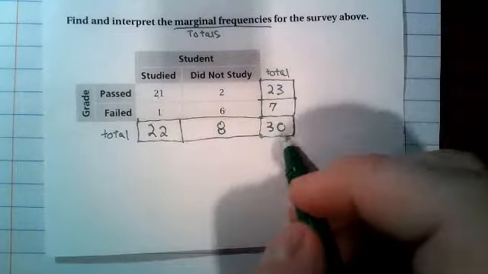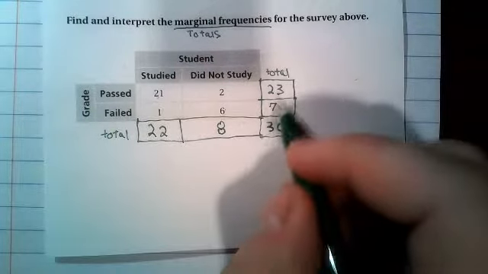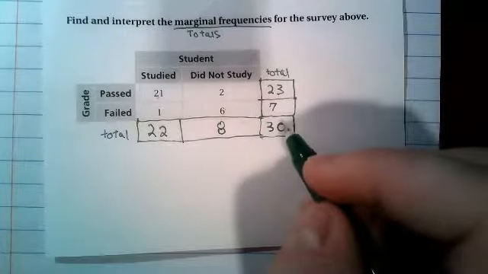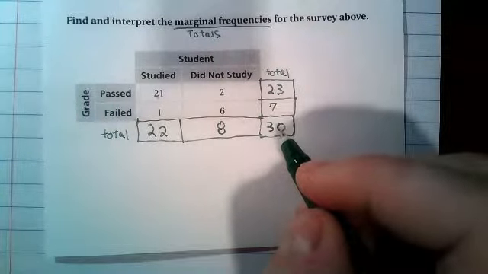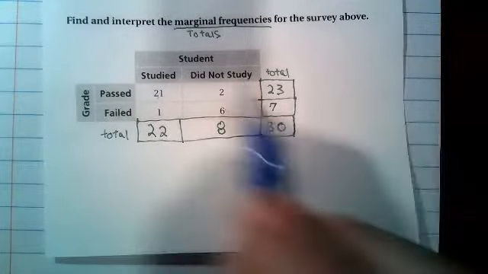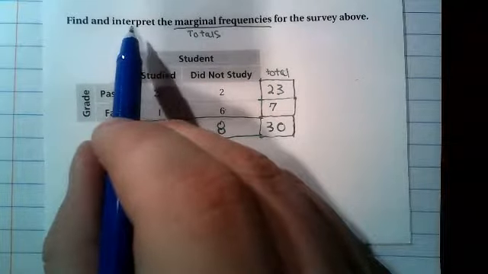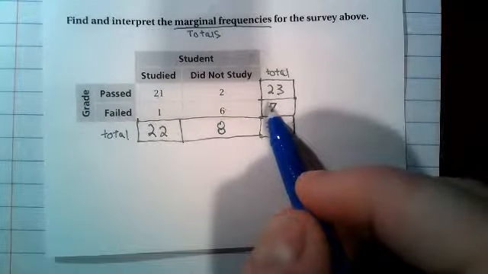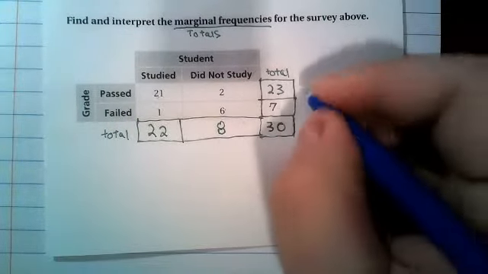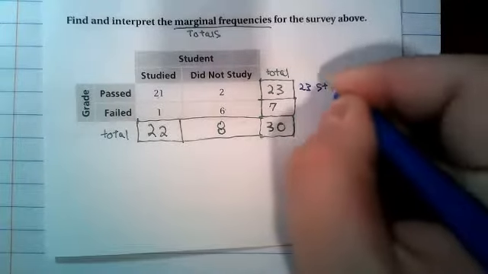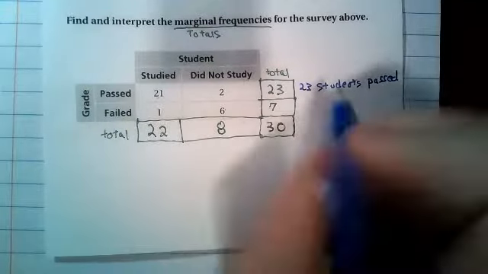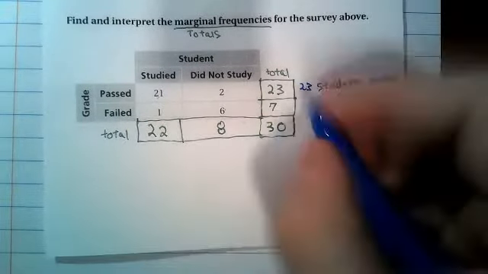Now, if I added these and I got 29, then I probably have a mistake here or here. But because they total to the same amount, the 30 is consistent, which means I probably added my totals together correctly. And it's great knowing what the totals are, but it asks us to interpret what those totals mean. So what does the 23 represent? Well, 23 is the total that pass. So 23 students pass. 7 students failed.